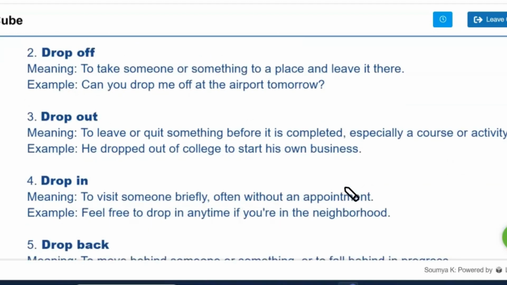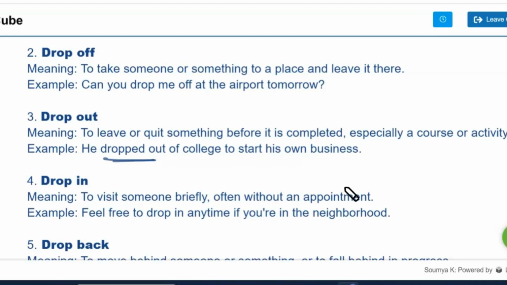Next one is drop off. It means to take someone or something to a place and leave it there. Can you drop me off at the airport tomorrow? Is the sentence for that. Next one is drop out. It is to leave or quit something before it is completed, usually a course. Example would be he dropped out of college to start his own business.